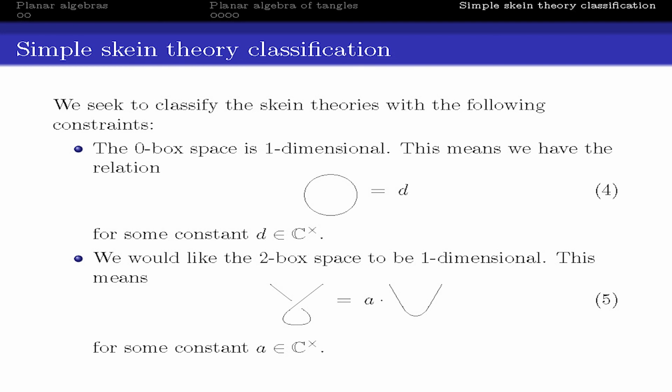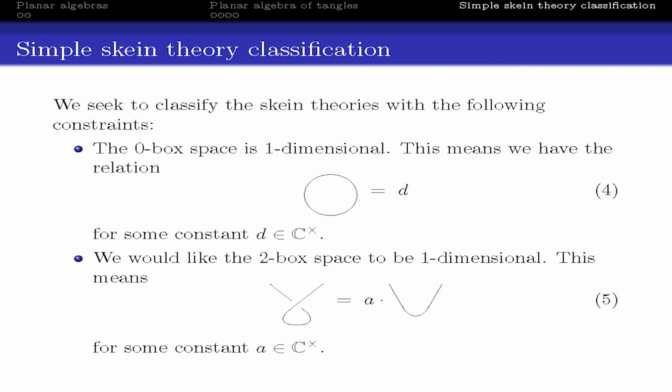First, I insisted that the zero box space be one-dimensional. If it isn't, the planar algebras already become incredibly unruly, and we would have no hope of classifying them. As a reminder, the zero box space is the set of diagrams with no endpoints, so you can think of these as your typical knots and links. Because the space is one-dimensional, that also includes the empty diagram. So the circle must equal some value times the empty diagram, and we call that value D.